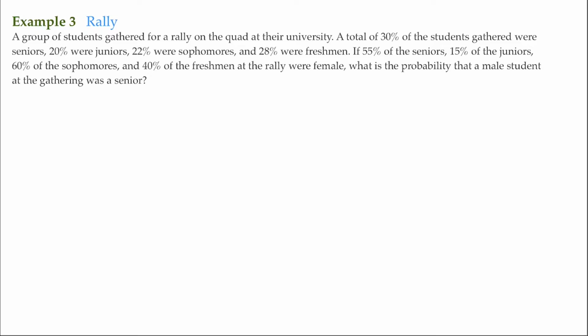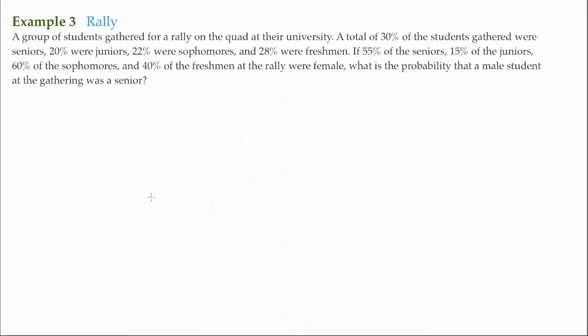Now, when you think about it, this example is made up of 3 sentences. The first sentence here describes the scene. A group of students gathered for a rally on the quad at their university. The second sentence then breaks down the group that the first sentence introduced. So of course now what we could do is describe this second sentence visually with a tree diagram. So we'll do that.